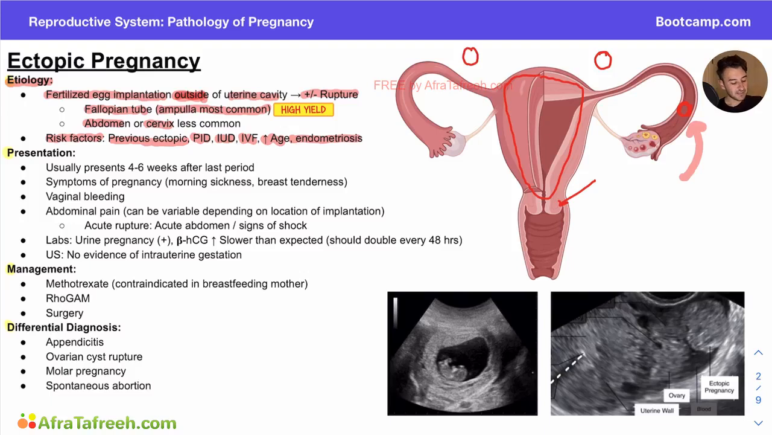Let's move on to talk a little bit about our presentation now, and usually this is going to present with a missed period. So usually patients will report that their last period was somewhere 4 to 6 weeks ago, when we expect periods to be on the order of 28 days.